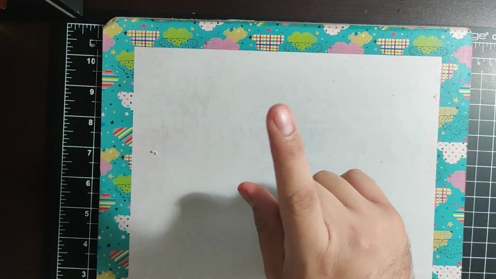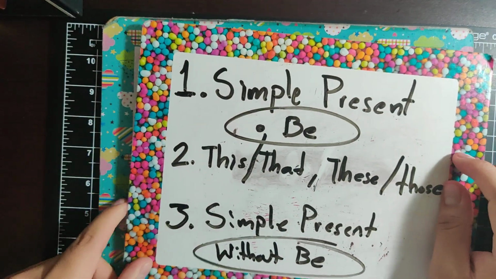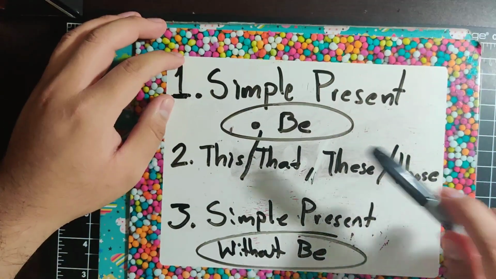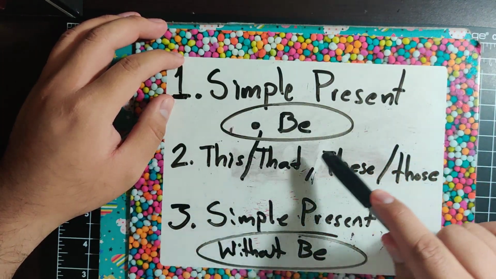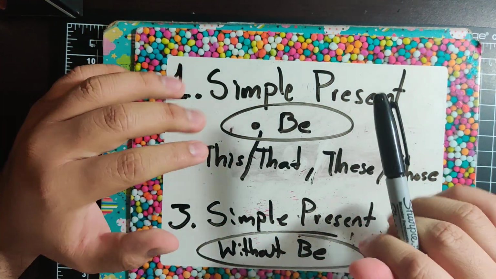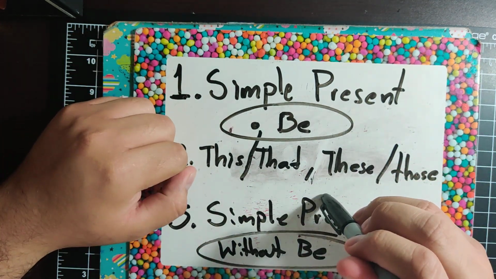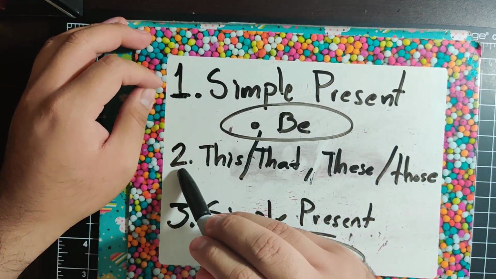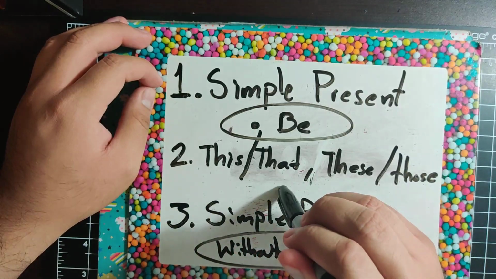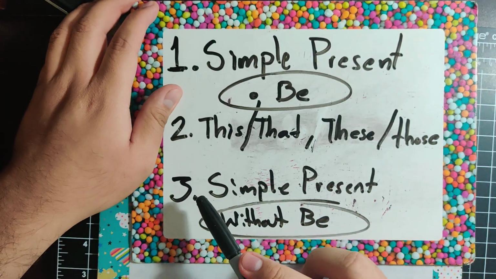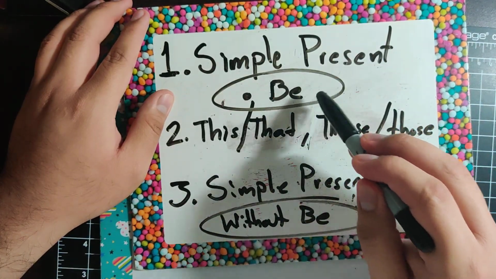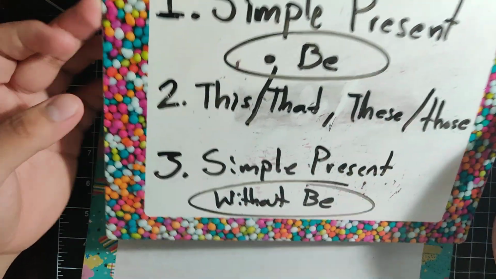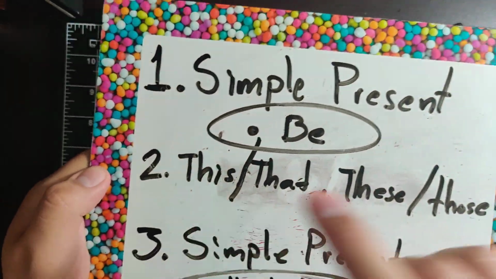Now first, the first part we're going to see, we're going to be talking first about simple present. Only using the verb to be. Yes, the verb to be. And then we're going to be talking about this, that, these, and those. And the third part will be simple present, but without the be. Not using the verb to be. So now that we saw that, we're going to begin with the first part.